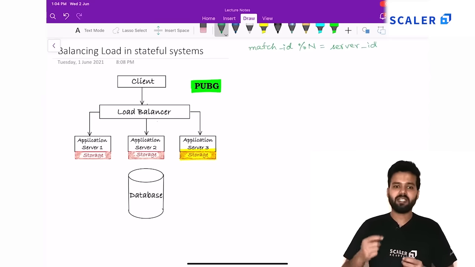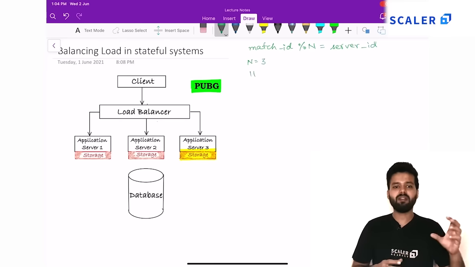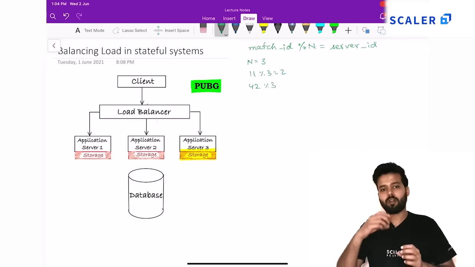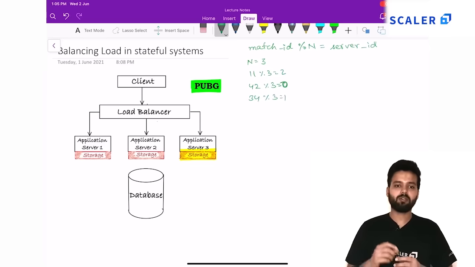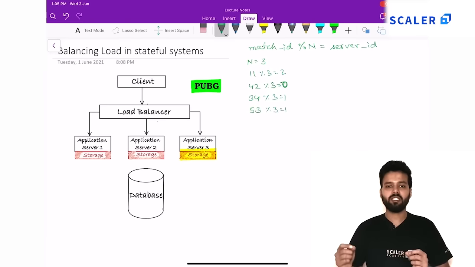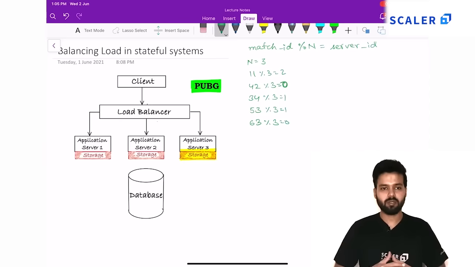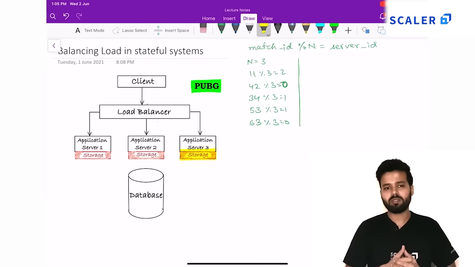Let's take a few match IDs to see how exactly this is going to happen if we have 3 servers running. Let's say the match ID is 11, 11 mod 3 is 2. 42 mod 3 is 0, so it will be routed to the 0th server. 34 mod 3 is 1, so it will be routed to the first server. Similarly, 53 mod 3 is 1 and 63 mod 3 is 0, which will be routed to the 1st and 0th server respectively. We see that the above approach will satisfy my first 2 goals.